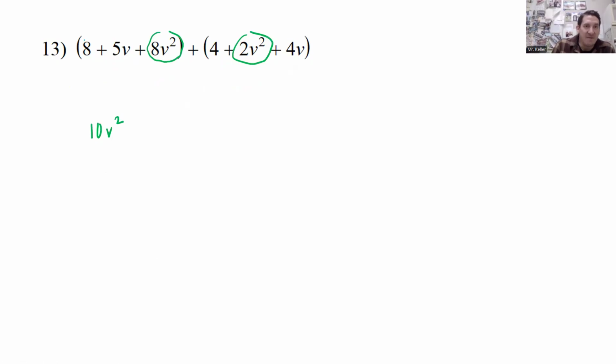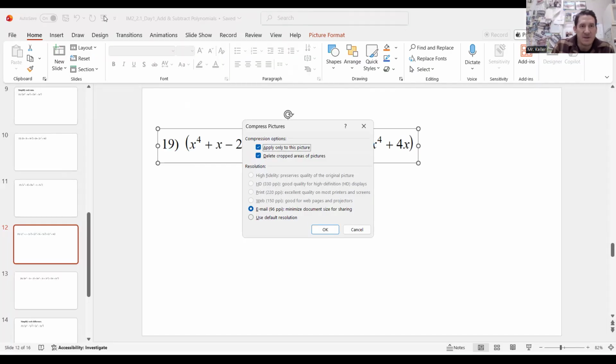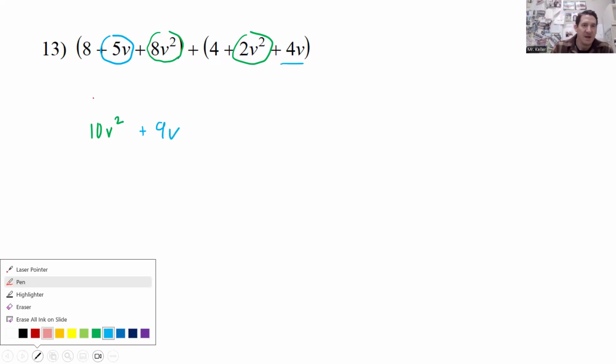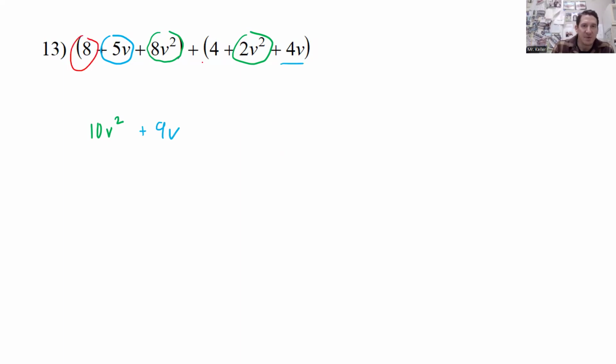Next, we have 5v plus 4v. Add the numbers in front. So 5v plus 4v is 9v. And then here we have 8 plus 4 is 12.